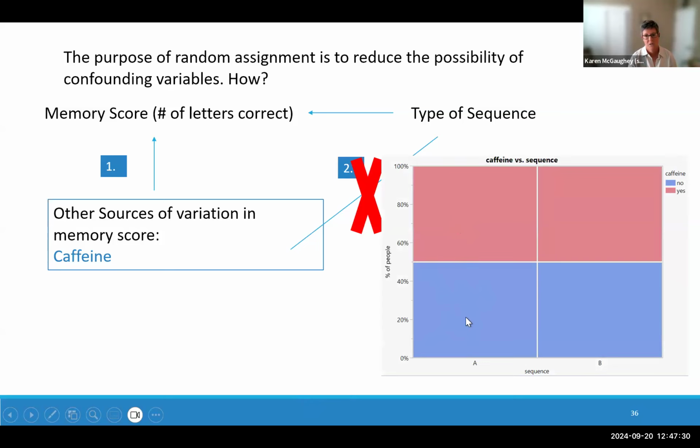The proportions of people who did not use caffeine in sequence A and who did use caffeine in sequence A depend upon the overall rate of caffeine consumption in the sample. So it doesn't have to be 50-50. It could be something like 60-40 or 20-80. But the idea is that the distribution here is very similar to the distribution here. If that's the case, then we know random assignment is doing what it's supposed to do.